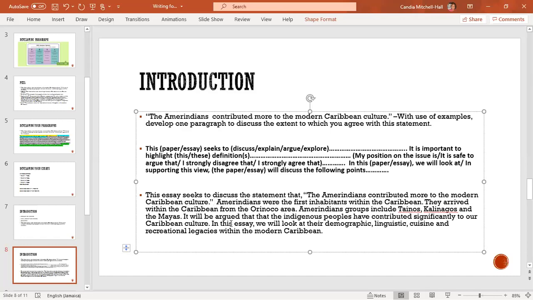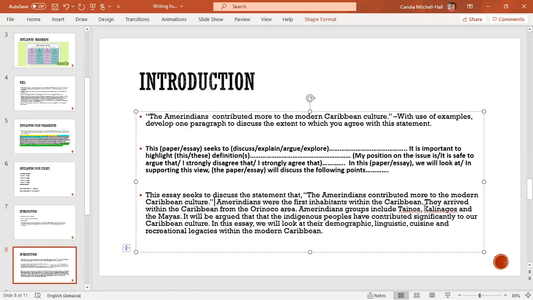So I continue. Amerindians, so I need to tell the examiner who were the Amerindians so I could get a mark for knowledge, right? The Amerindians were the first inhabitants within the Caribbean. They arrived within the Caribbean from the Orinoco area. So you inform the examiner that you know who were the Amerindians. And the next thing you need to tell them is that the Amerindian groups include the Taínos, the Kalinagos, and the Mayas. Because why you need to tell them this?